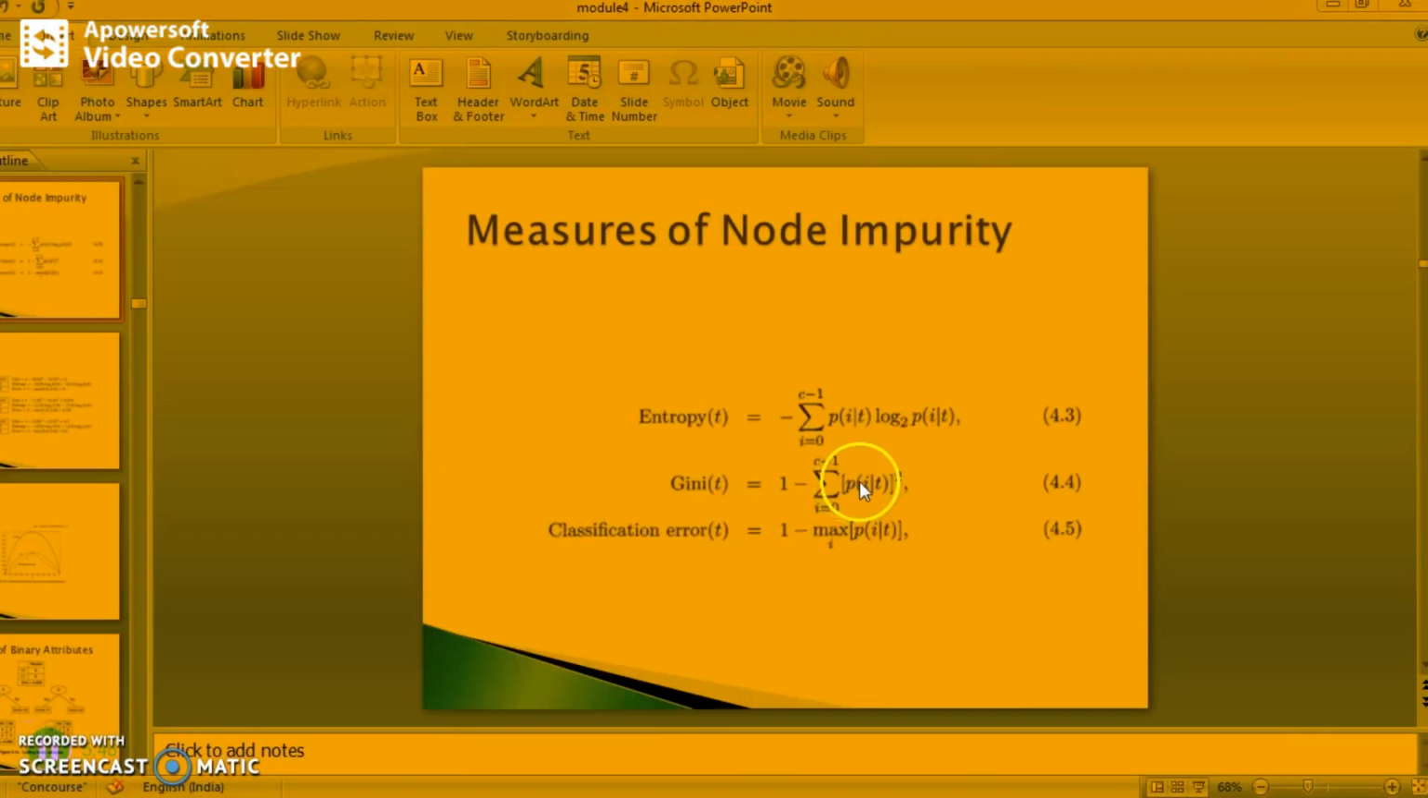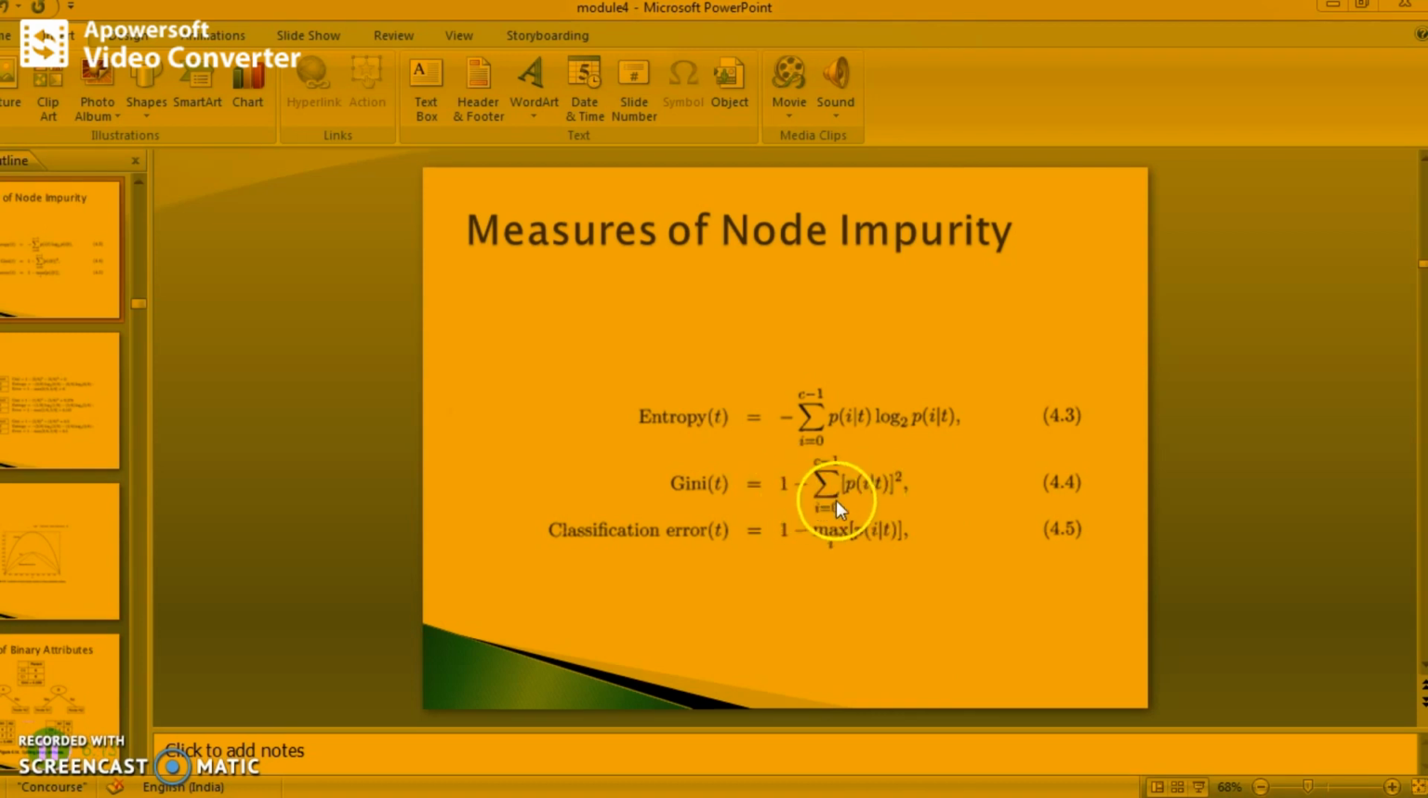I'm sorry, there it is whole square. I forgot about the square, right? So 0.5 square plus 0.5 square. Whatever you are getting there, P of 0t is 0.5. Again, whatever answer you have computed for P of 1t is also 0.5. So 0.5 whole square plus again 0.5 whole square. Whatever you are getting there, subtract that from 1.